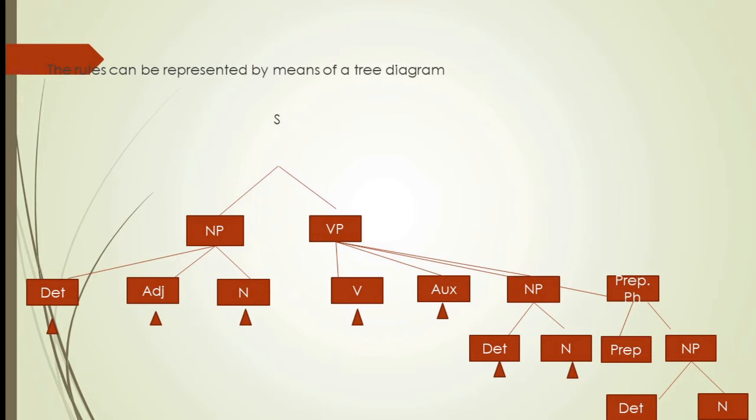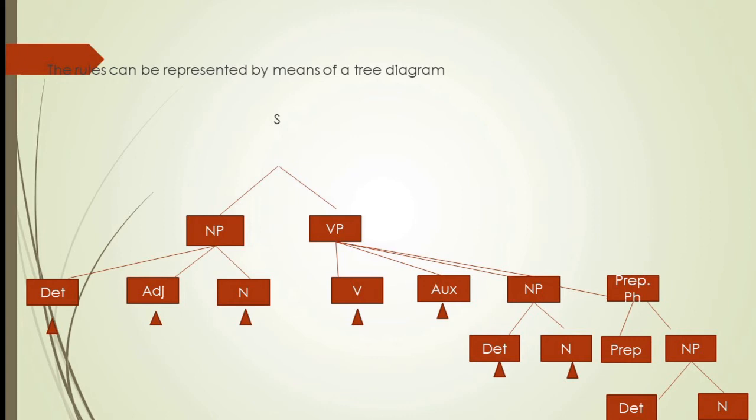And verb phrase is divided into verb plus auxiliary plus noun phrase plus a prepositional phrase. Again, the noun phrase can be divided once again into determiner plus noun. Prepositional phrase can be divided into preposition plus a noun phrase. Once again, you know that noun phrase will be divided into determiner plus noun.